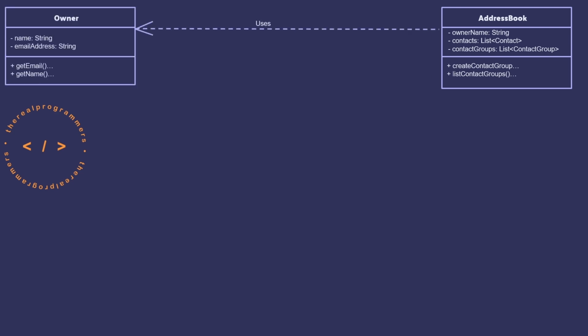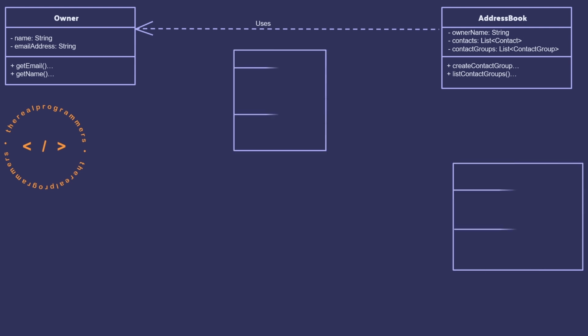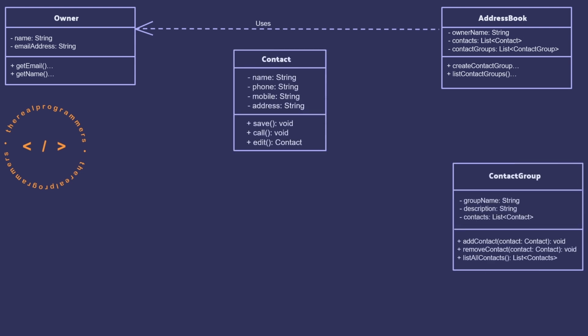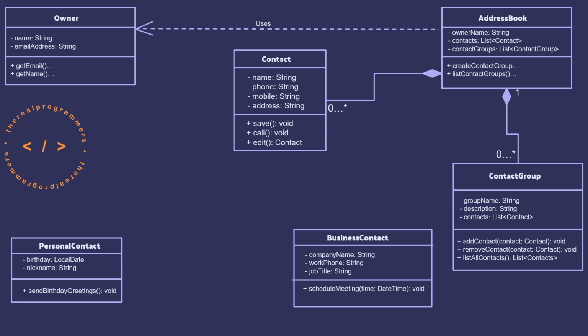Further, the address book class contains a list of contacts and contact group classes, which are composition relationships. There are two types of contacts, a personal contact and a business contact class. Both these classes inherit from the contact class. And lastly, the contact group class contains a list of contacts, and this is an aggregation relationship as the contacts can exist in the address book even if there is no contact group.